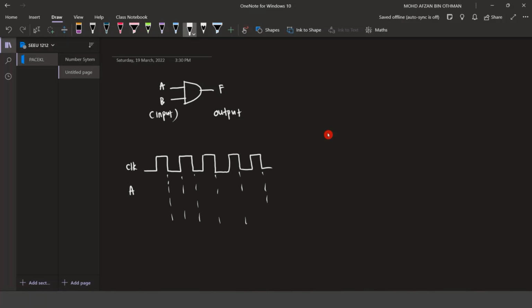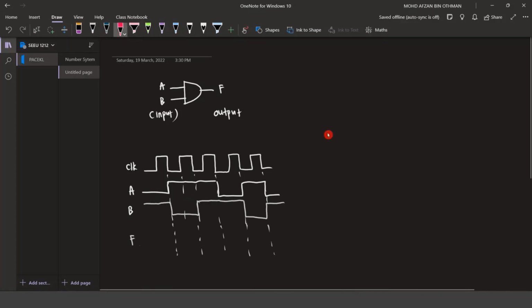Okay, so give this input A. And this is input B. So now you want to get the output F based on this timing diagram.